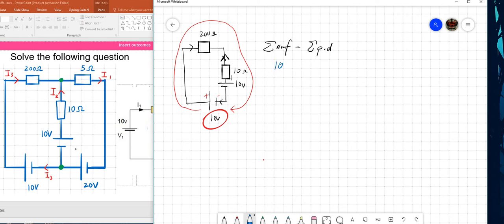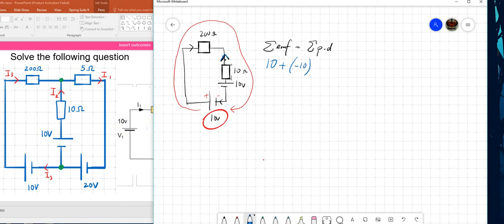Now we go around the loop. As you can see, when we go through this branch here, we are going against the current. Current is going up and we are going downwards, so we are going against it. So it's going to be negative 10 here. Let me write it properly. So 10 from the first one, plus, because of the sum, negative 10.